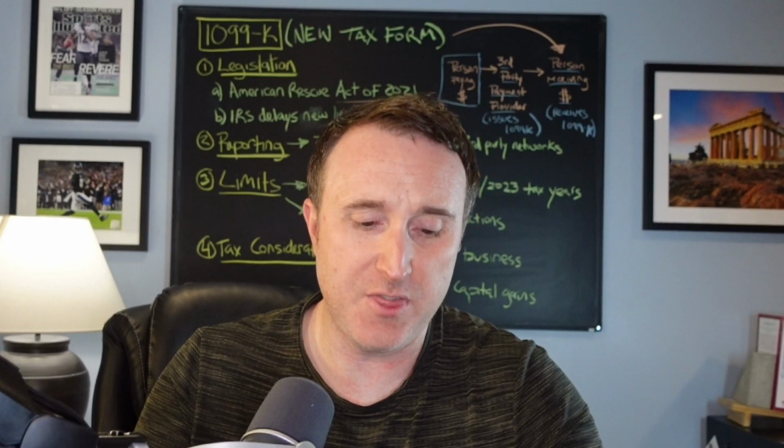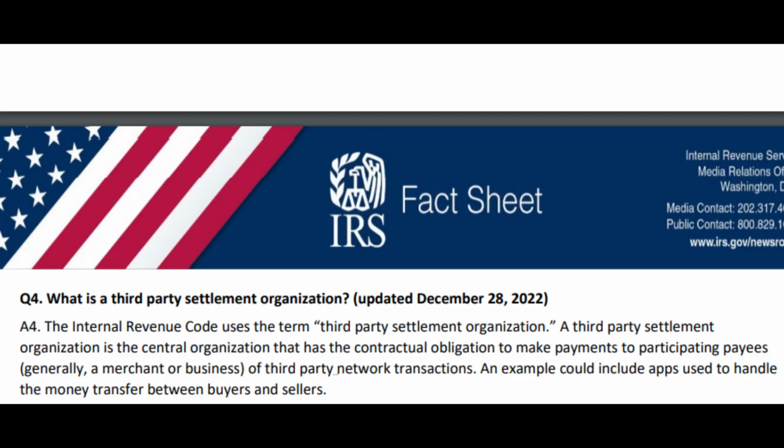So what exactly is a third-party settlement organization? The IRS is defining it as a central organization that has the contractual obligation to make payments to participating payees of third-party network transactions. Basically, you're using an app like Venmo, PayPal, etc., and you're sending money between buyers and sellers.